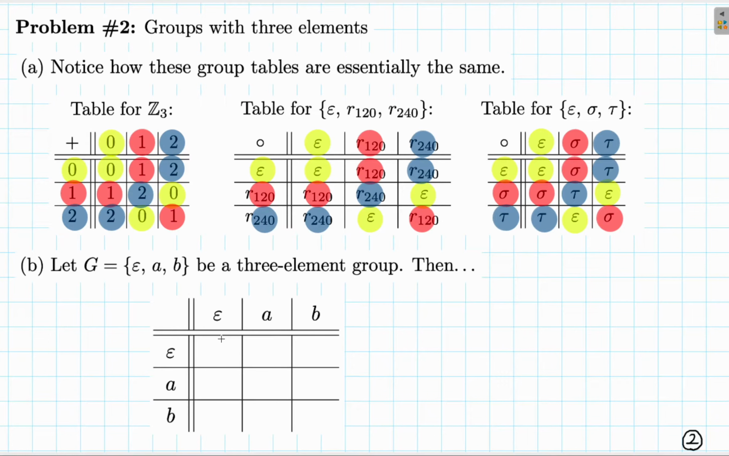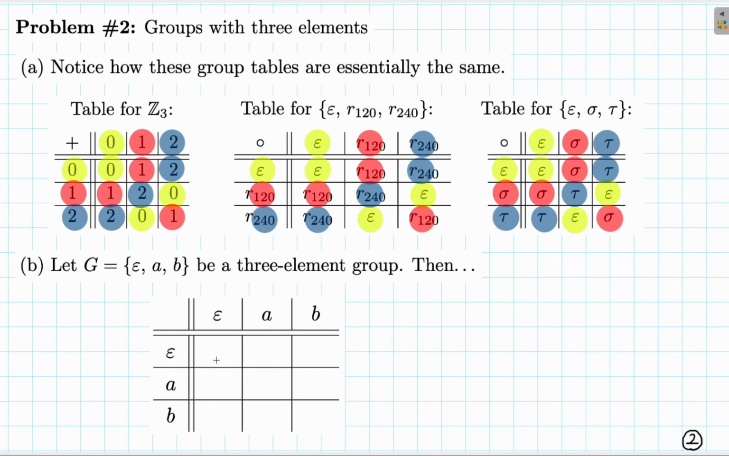Now, let's try to build a general 3-element group and see if we can come up with that same color scheme. It's possible that we just got lucky with those 3, and maybe there's another 3-element group that doesn't necessarily follow that color scheme. And I want to go over that that's not going to happen, that every 3-element group will look exactly like those 3 tables that we see above.